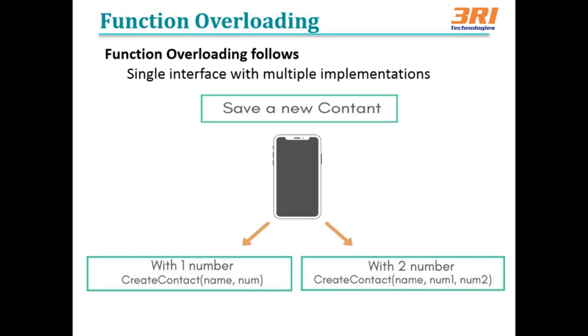In such a situation, instead of creating another function with a different name to save one number for a contact, what you can do is have the same function name, create contact. But instead of taking two numbers as parameters, you can take only one number as a parameter. This is polymorphism.